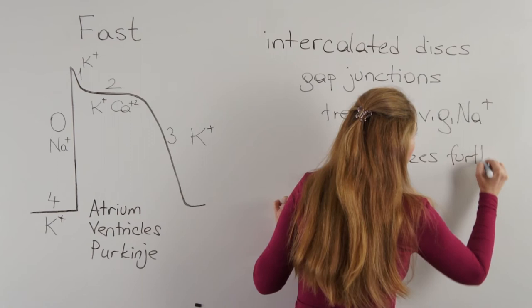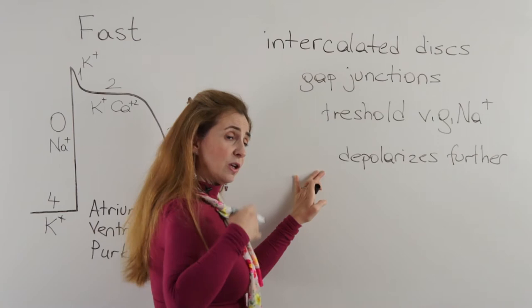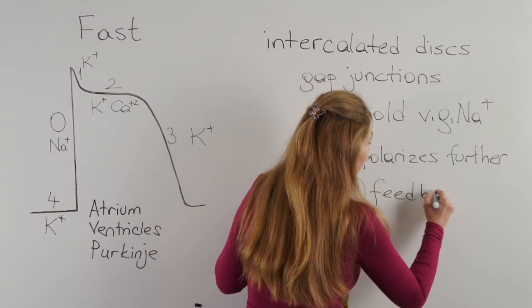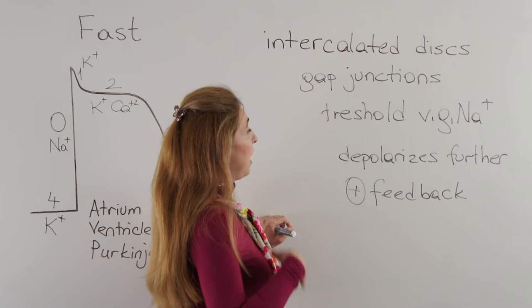We know that the threshold of all voltage-gated sodium channels is not the same. So with further depolarization, you're going to reach the threshold of even more sodium channels, and this is going to produce what we call a positive feedback. As more voltage-gated sodium channels open, the cell will reach the threshold of even more voltage-gated sodium channels, and with a positive feedback, depolarization will increase and increase further.